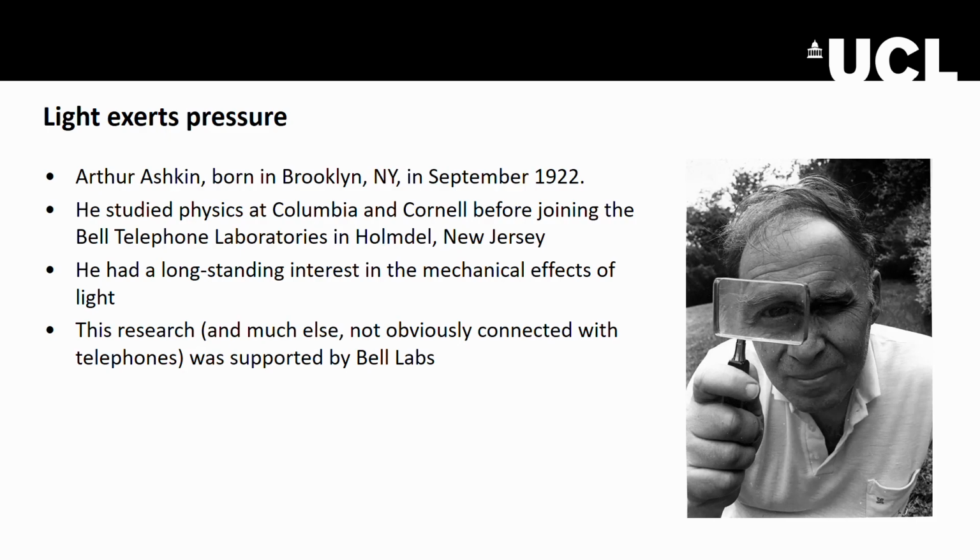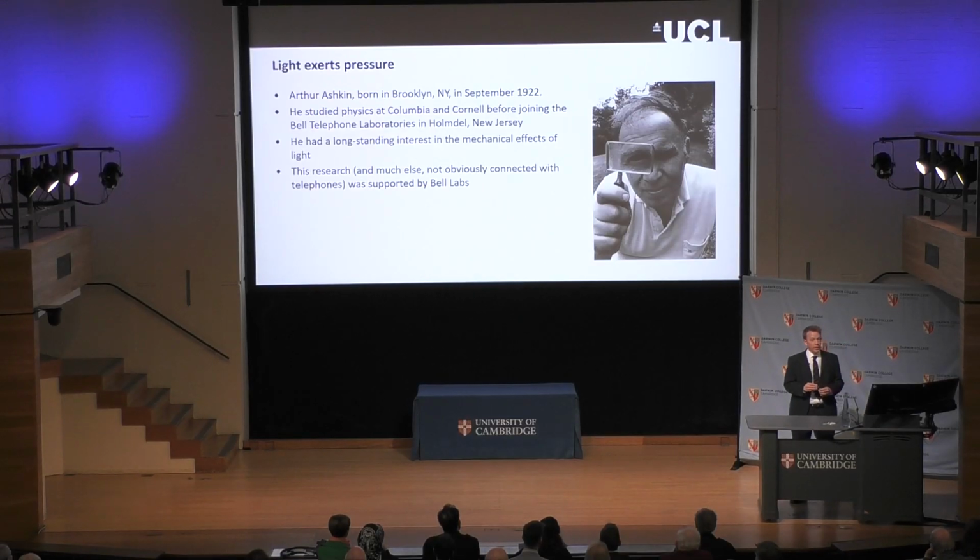Okay? So now we enter the story with Arthur Ashkin, the man we met earlier, who invented optical tweezers. He was born in Brooklyn, New York, the son of Ukrainian Jewish parents. He studied physics at Columbia, following his older brother Julius, at Cornell. His time was interrupted by the war. He studied nuclear physics.